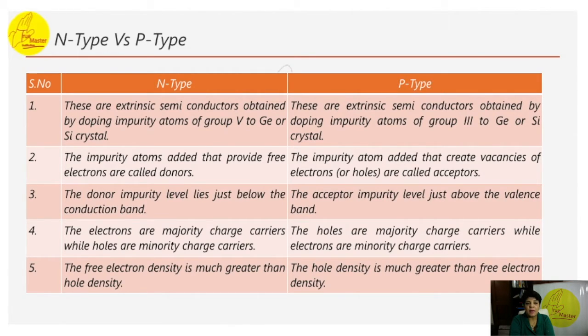The vacancy or absence of an electron in the bond of a covalent bonded crystal is called a hole. So I hope you understand the term hole. When the electron is absent, that is called a hole. Now, in p-type, the holes are the majority charge carriers, while electrons are minority charge carriers. The p-type semiconductors are obtained by doping impurity atoms, such as boron, which we have just seen in an animation. These are called acceptors. The impurity level lies just above the valence band.